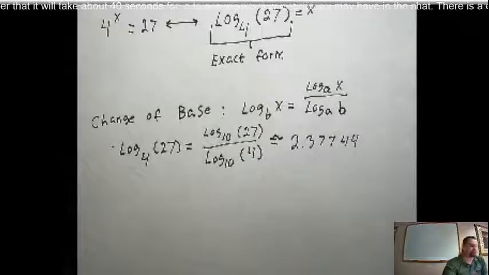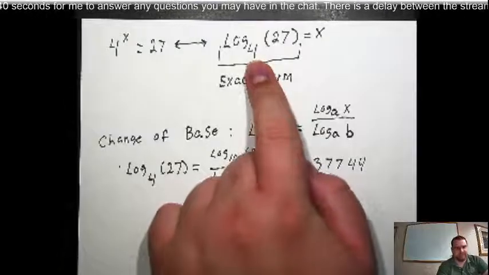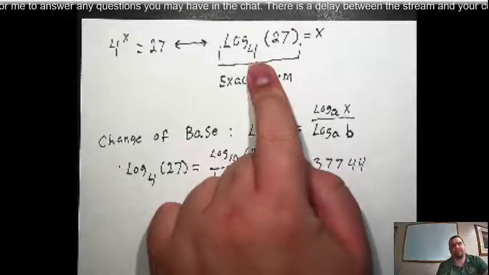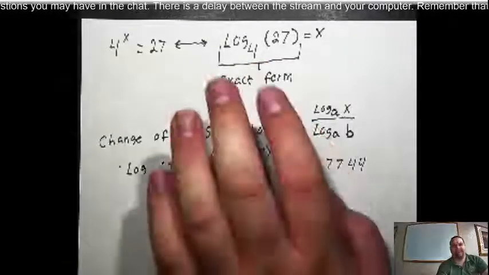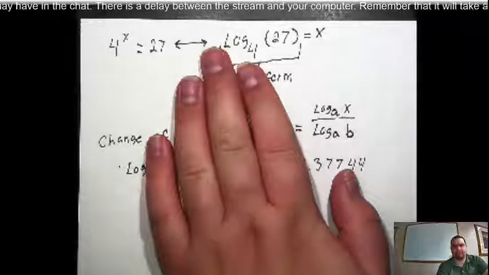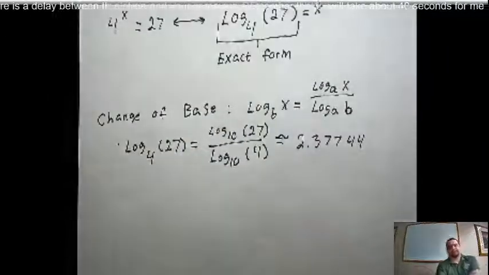So again, this would be what we want to use if we want to continue doing calculations, if we want to continue manipulating this and solving things. But once we get down to the end and we want a number that we can use maybe in the real world, this is what we would want.